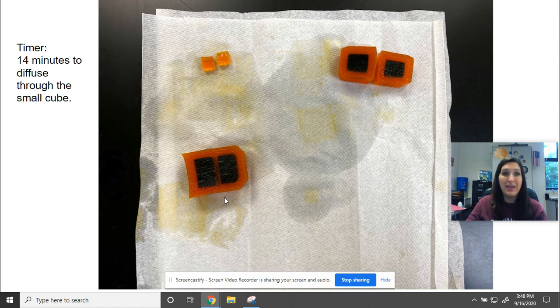The big cube had a small surface to volume ratio, and that made it go really slow. We timed it, and it was 14 minutes to go through the small one. I let the big ones go just to see, and I got almost 2 hours. Can you imagine if this was a breath of oxygen, how long it would take to get all the way through that cell?